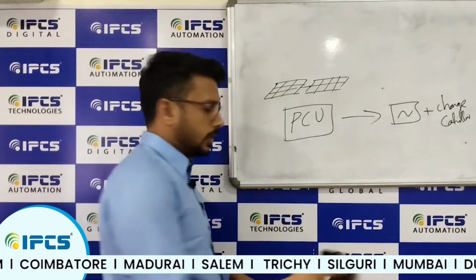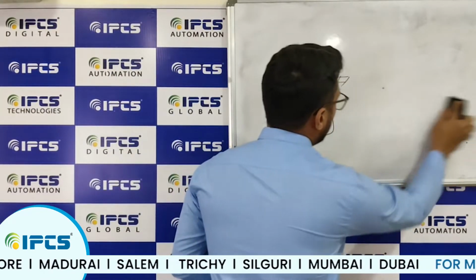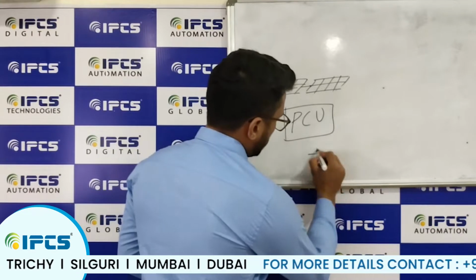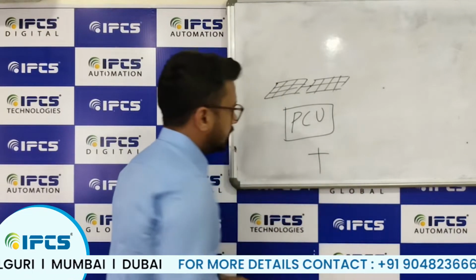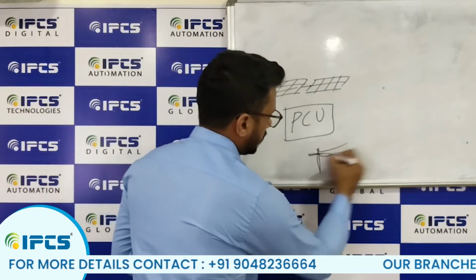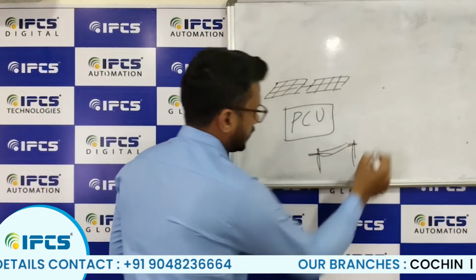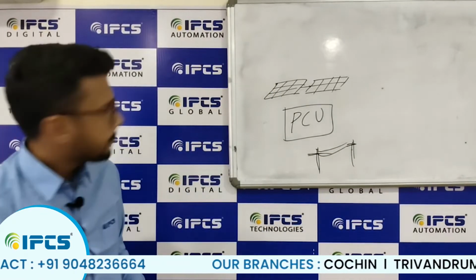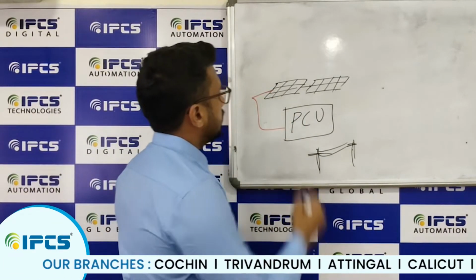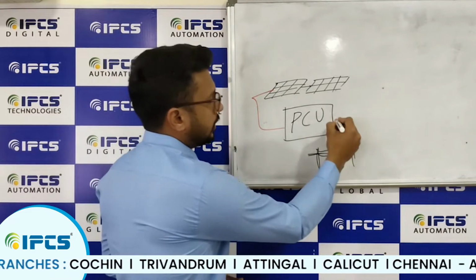Now we are discussing the on-grid solution. Suppose this is the grid. I am not good at drawing. Suppose these are the grid lines. Now these solar panels are connected to the PCU for the DC to AC conversion.